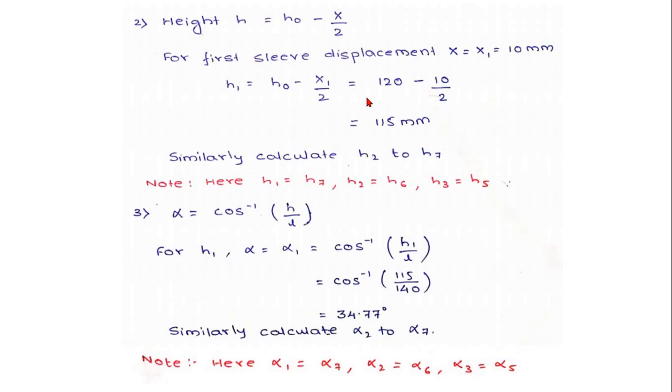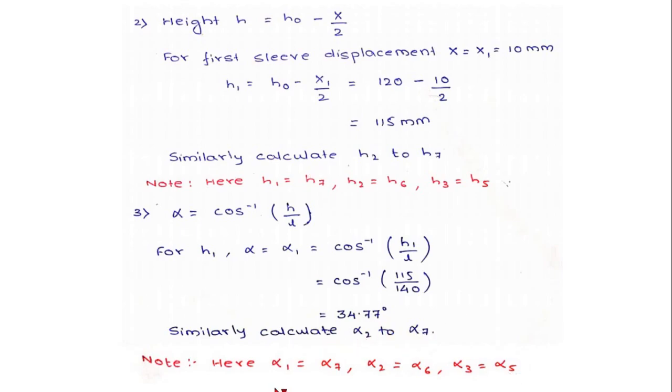Now for the different values of h, we will calculate alpha. Alpha is given as cos inverse of h by L. For h1, we denote alpha as alpha 1, so that comes to cos inverse of h1 by L. Substitute h1 as 115, and L, which we have already measured, is 140 mm. This comes to 34.77 degrees. Similarly, calculate alpha 2 to alpha 7.